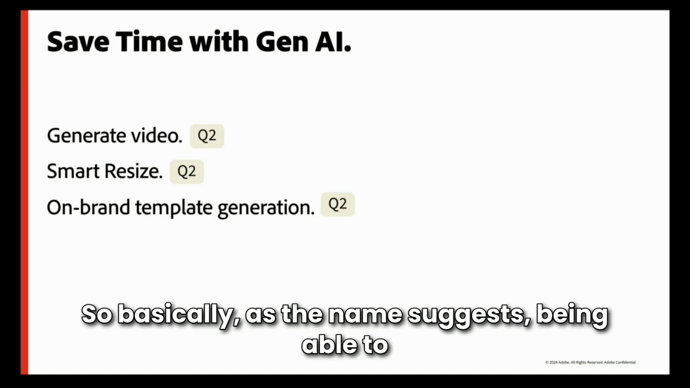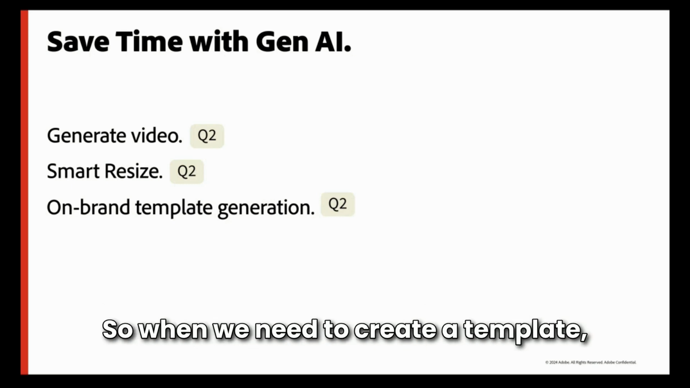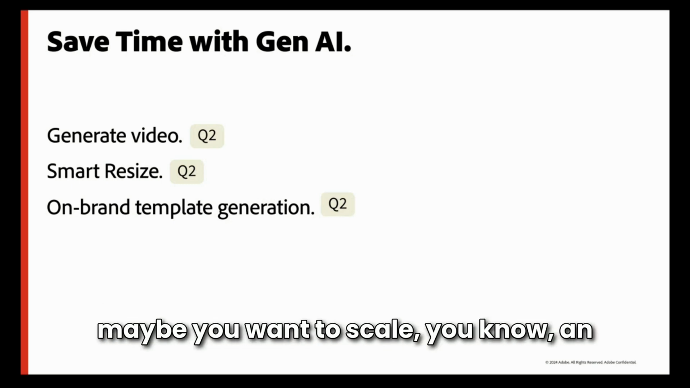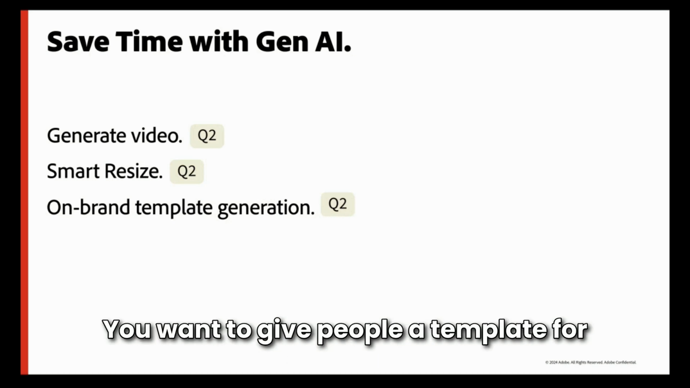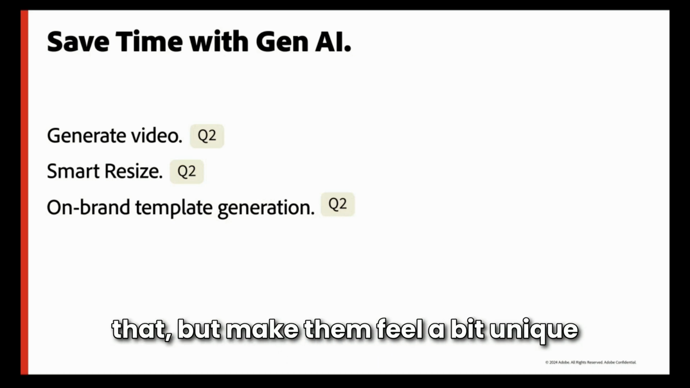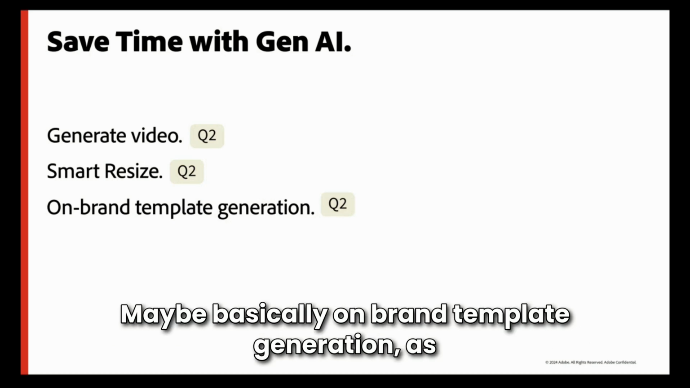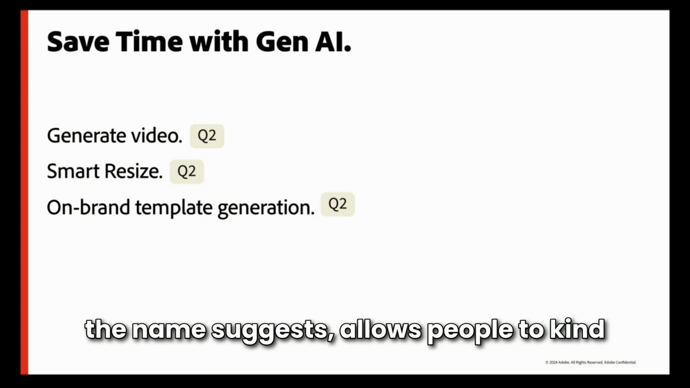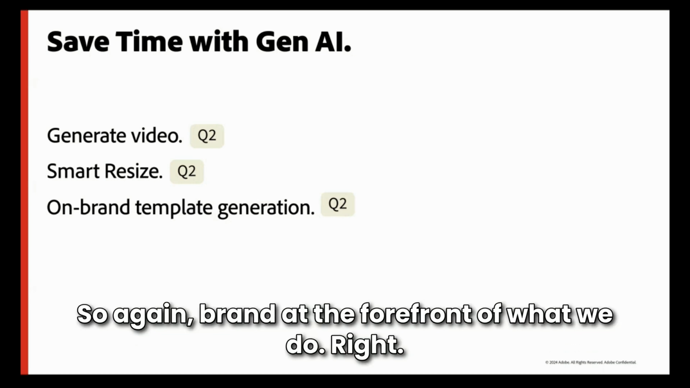So basically, as the name suggests, being able to just make that whole resize flow easier. And on-brand template generation. When we need to create a template, maybe you want to scale an employee advocacy program across an organization. You want to give people a template for that, but make them feel a bit unique for each individual's posts about the business. On-brand template generation, as the name suggests, allows people to scale things in brand-safe ways. So again, brand at the forefront of what we do.